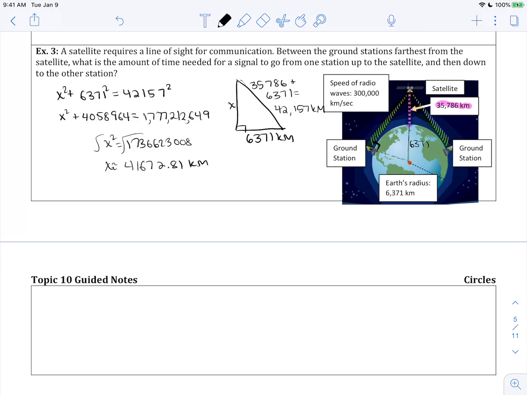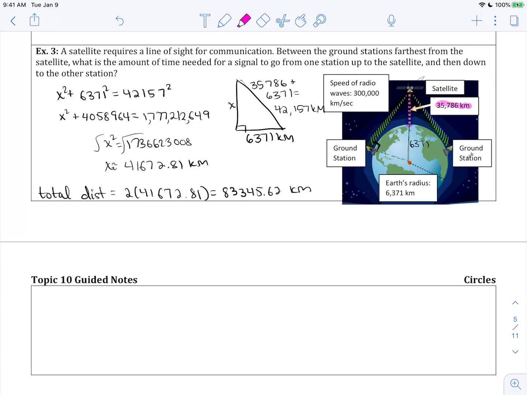But remember, we weren't just finding that, although that was pretty involved to get there. We want to get the distance from the station to the satellite back to the other station, so we can calculate the speed of those radio waves. So just getting that total distance is pretty easy. To get that total distance, since we know those distances are equal, since those lines are both tangent, I can just multiply this by 2, right? If I multiply that by 2, I get 83,345.62 kilometers.